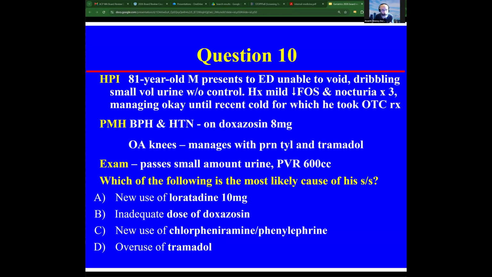All right, we are almost done. We have another 10 minutes. So question 10, we have an 81-year-old gentleman who's coming to the ED unable to void. In fact, he's even leaking and dribbling, but he's unable to initiate going.